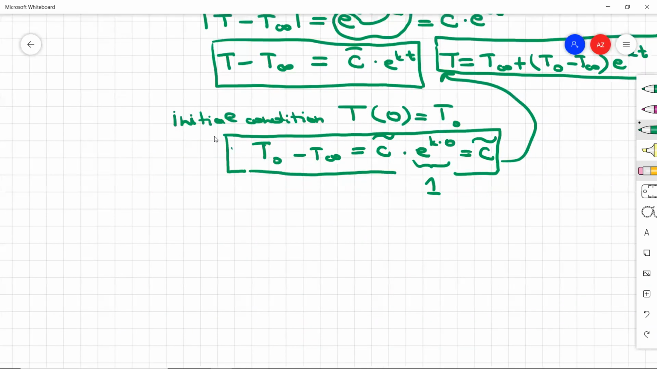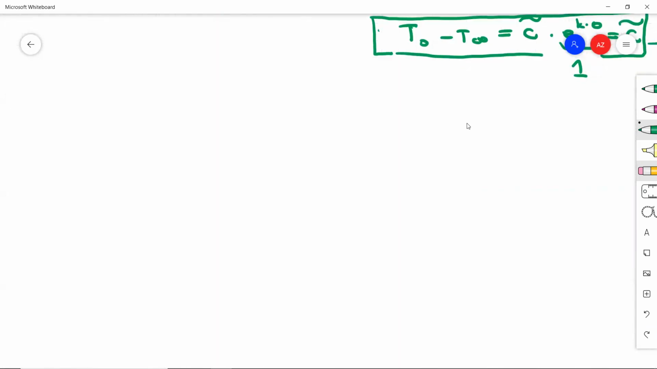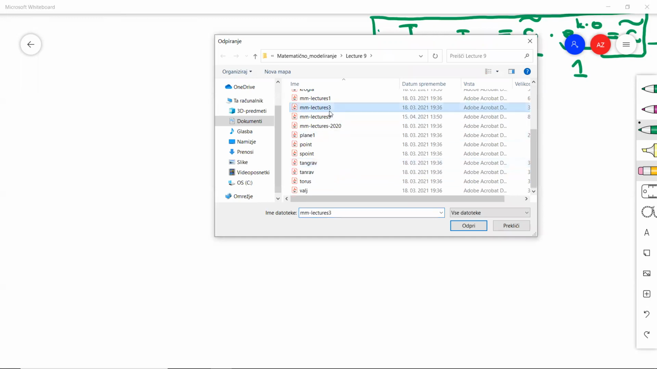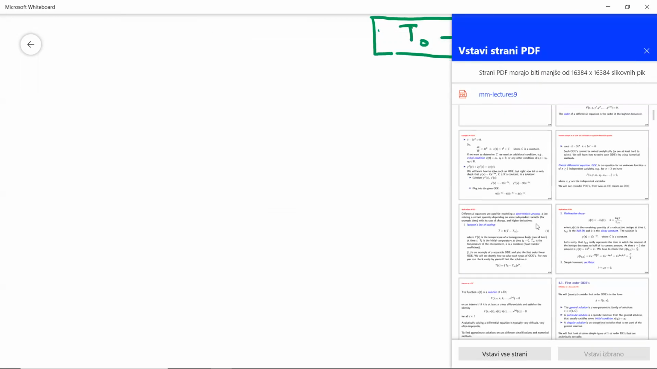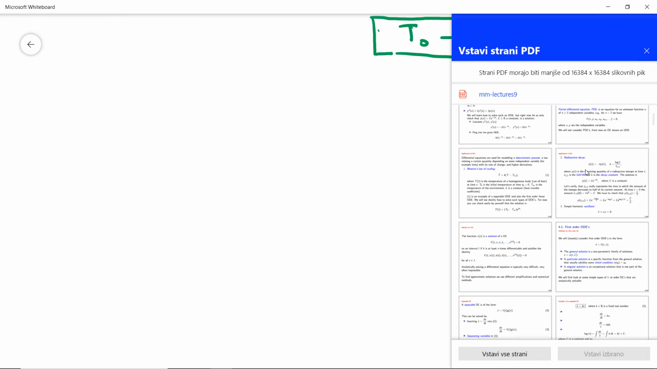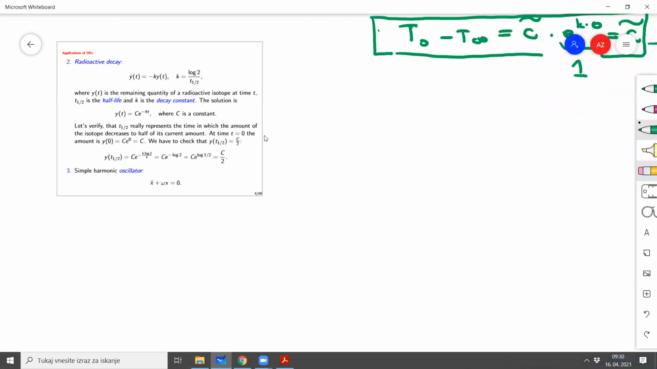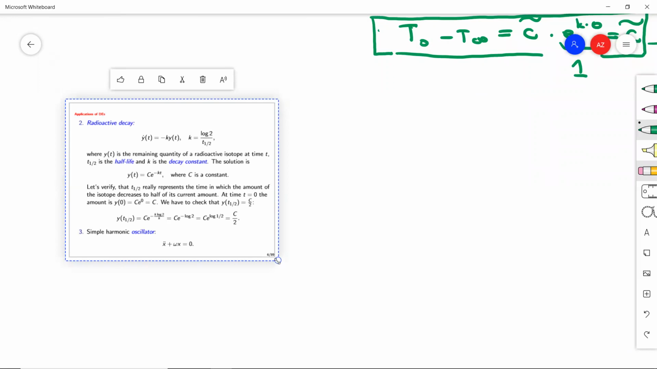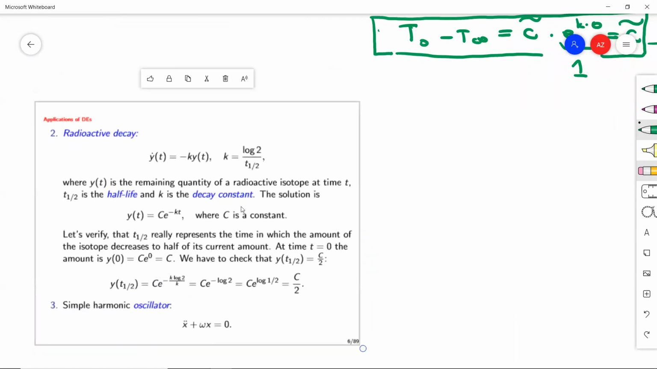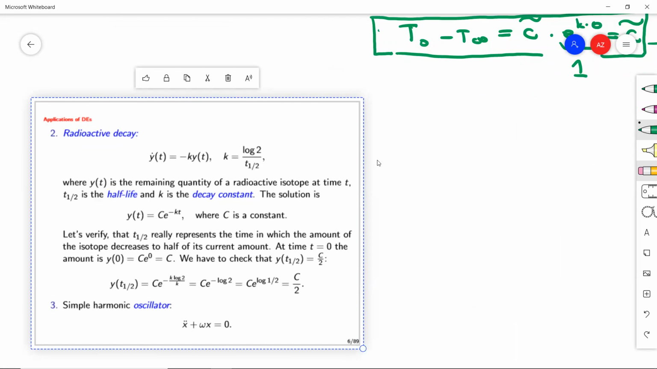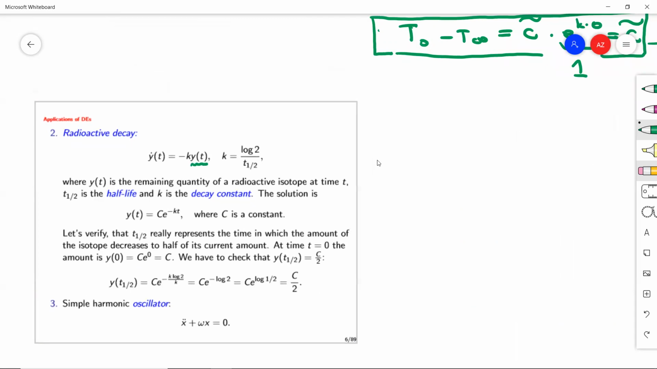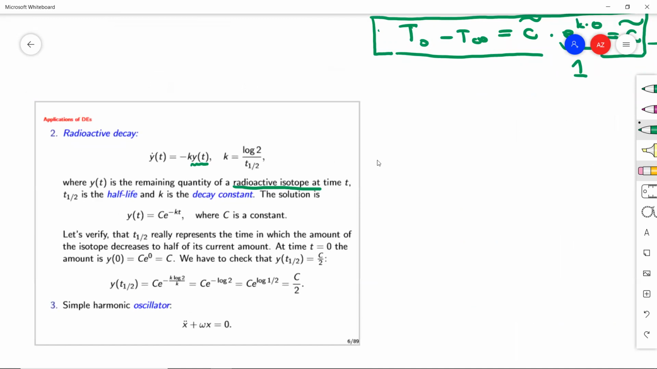Okay, this was one example. The solution was an exponential function. Then let's look at another one, for example, radioactive decay. We have some radioactive isotope, and y(t) is the quantity of the radioactive isotope at time t.